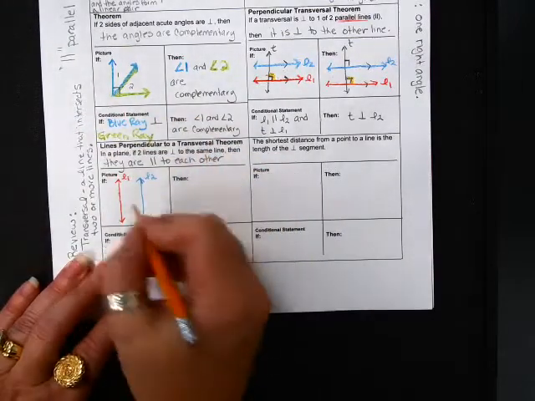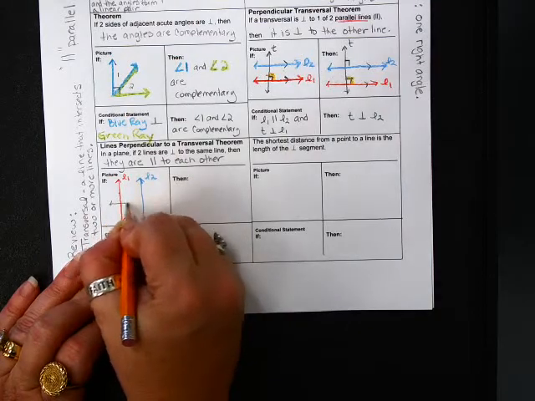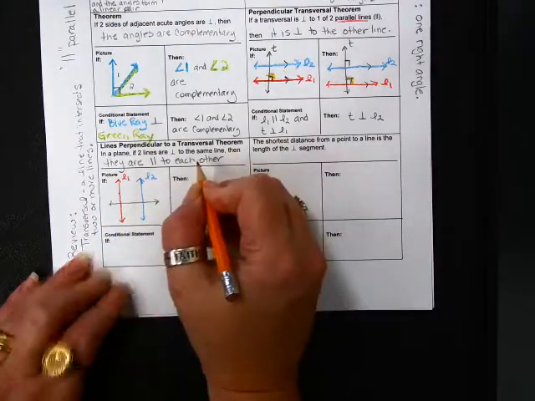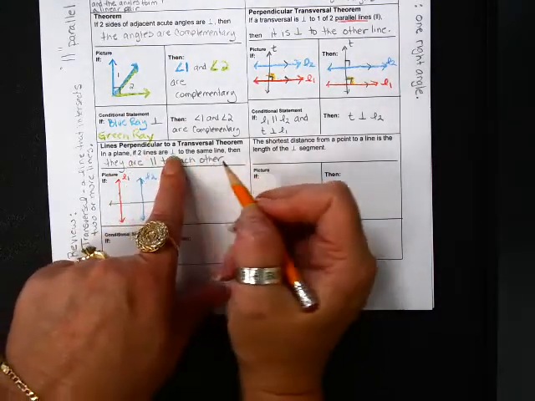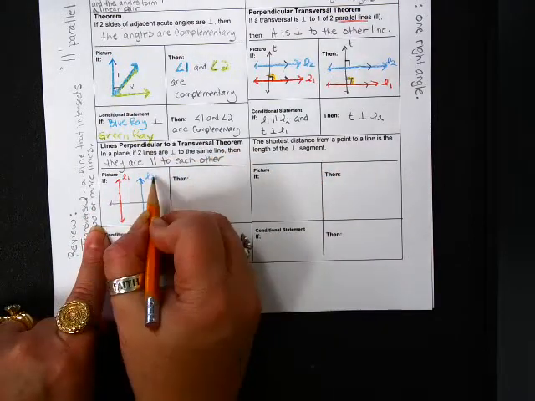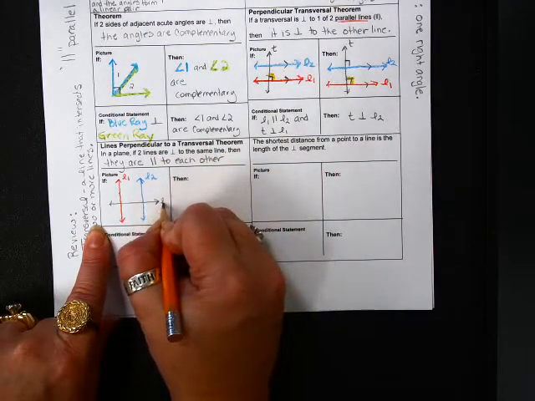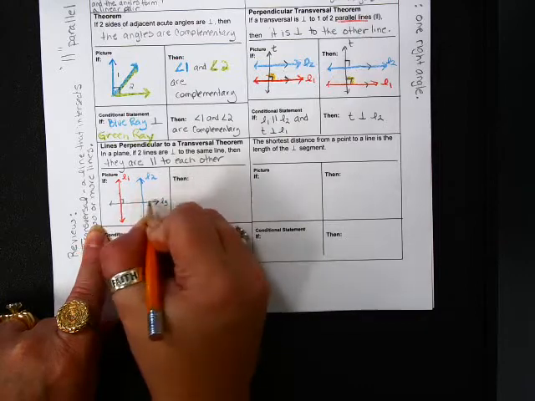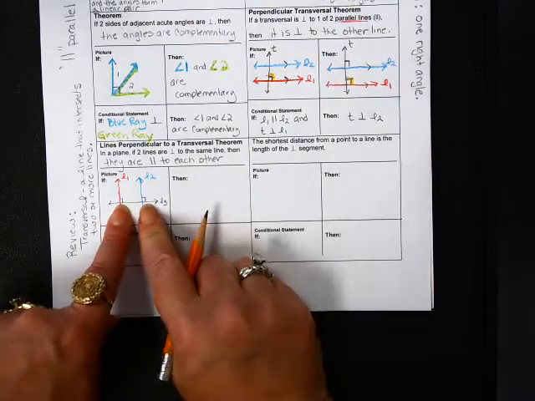But what you know is that two lines are perpendicular to the same line. So line 1 and line 2 are both perpendicular to line 3. So I show perpendicular with the little right angle symbols.